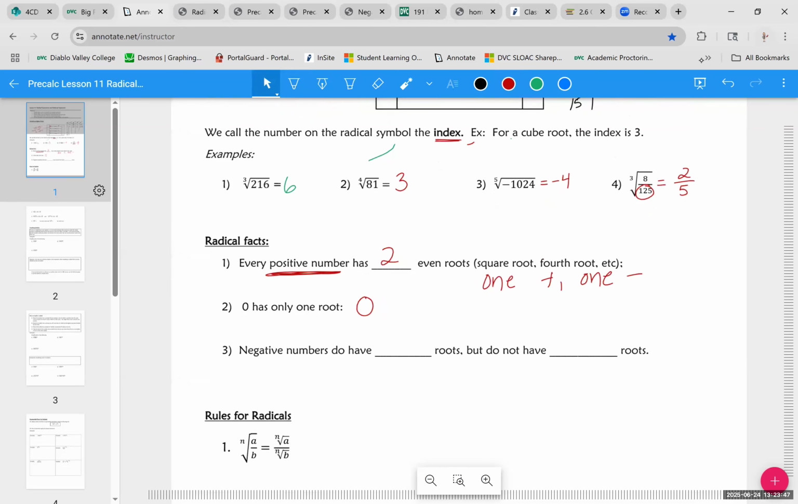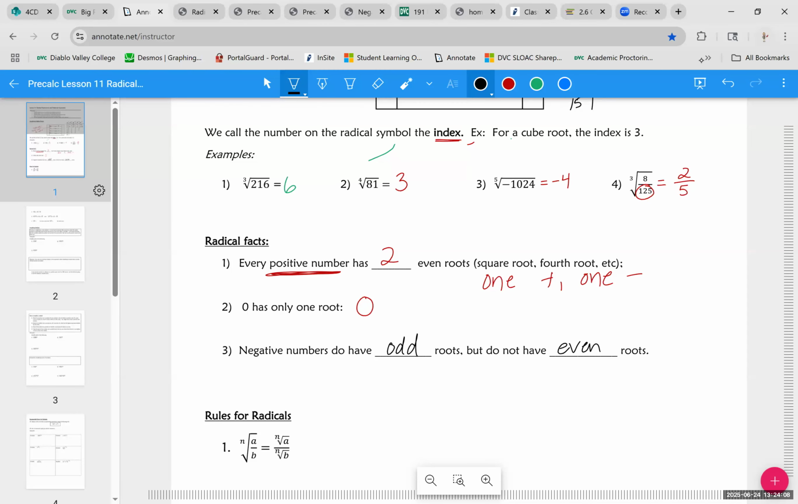And negative numbers do have odd roots. You can take the cube root. You can take the 5th root of negative numbers, but they do not have even roots. You cannot take the square root or the 4th root because 2 negatives times each other is a positive. 4 negatives times each other is a positive. So you cannot take a 4th root of a negative number.